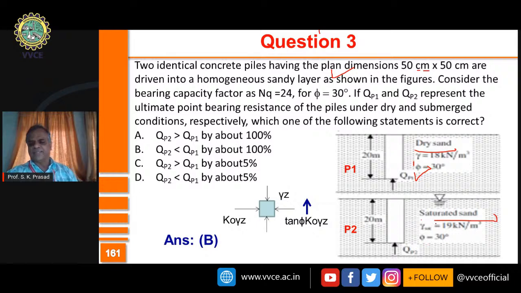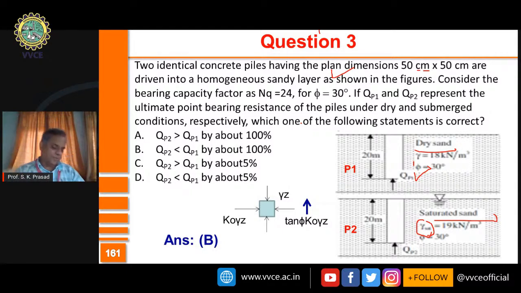Once it is saturated sand, what will happen to the situation? You have to take the submerged unit weight, and always submerged unit weight is approximately half the saturated or bulk unit weight. Therefore, the capacity is reduced by about 100% in Qp2. So Qp2 is less than Qp1 by a margin of about 100%.